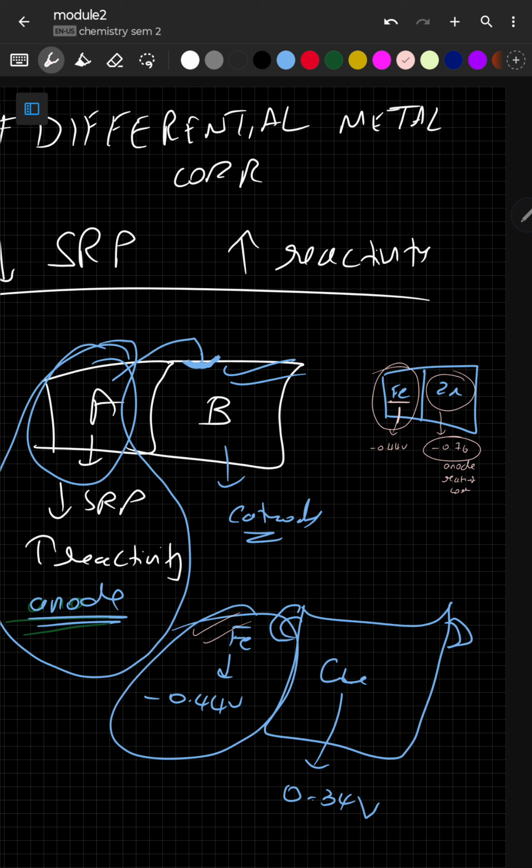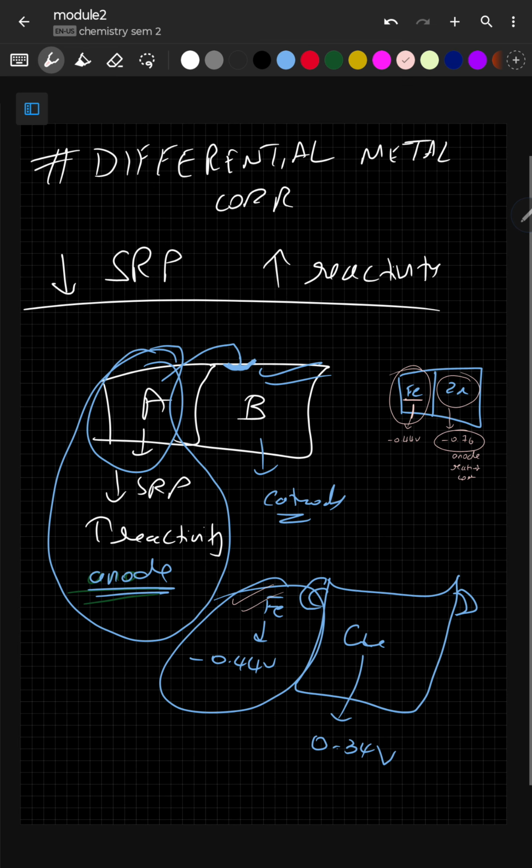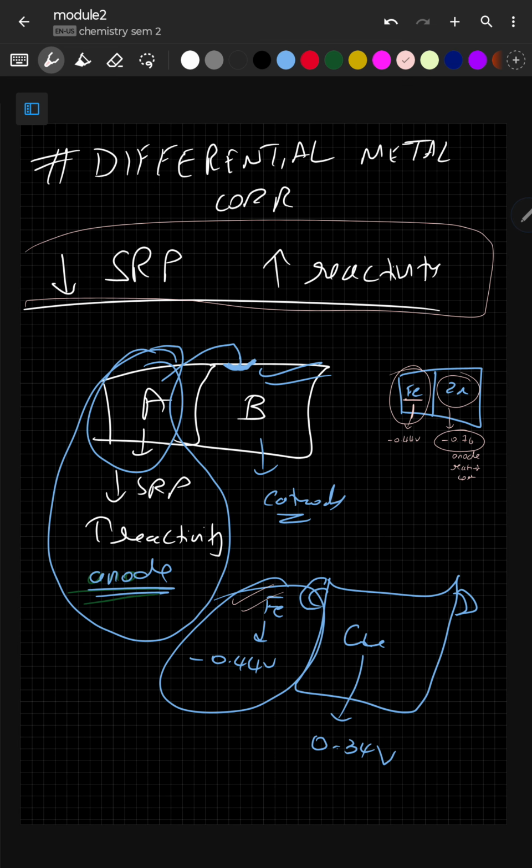This much only, very simple concept. So the anode will undergo corrosion, the cathode will remain unaffected. That's why we use iron as handles of copper boilers, you might have observed. And in the galvanization example, the coating of zinc on iron, zinc will act as anode and undergo oxidation and corrosion, so iron will remain unaffected. That was all about differential metal corrosion. Simple topic, less SRP, more reactivity. The one which has lesser SRP will act as the anode.